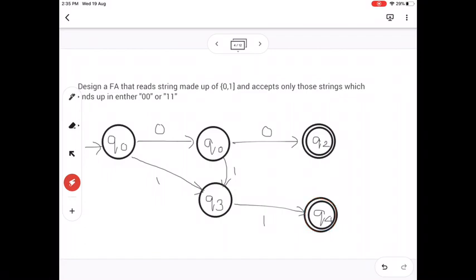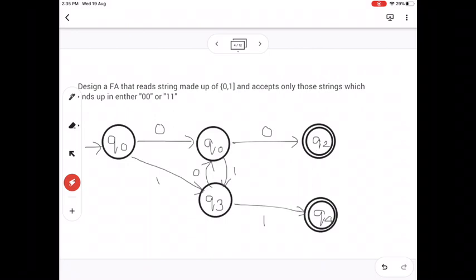Okay, so as it is saying that it should end with 0 0 or 1 1, here if I get 1 1, it is ending with 1 1. Okay, similarly at Q3, if I get 1, I have gone further. If I get 0, I will go here, so I will mark here 0. Okay. So 0 0, it is ending with 0 0.